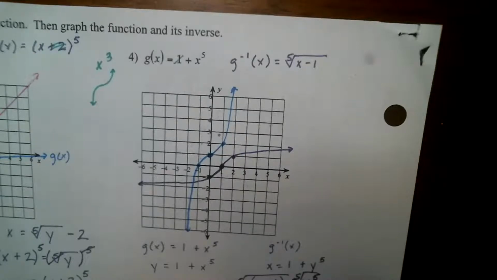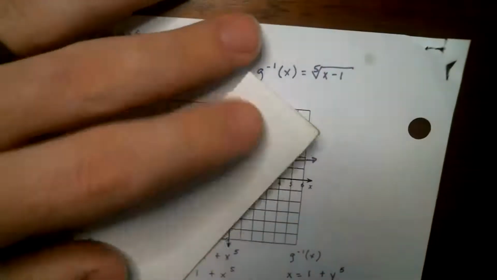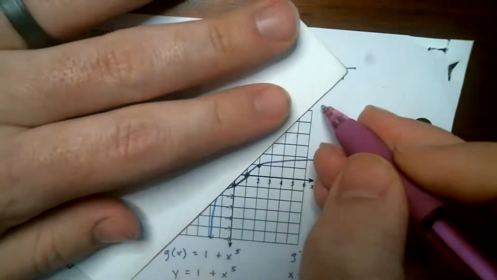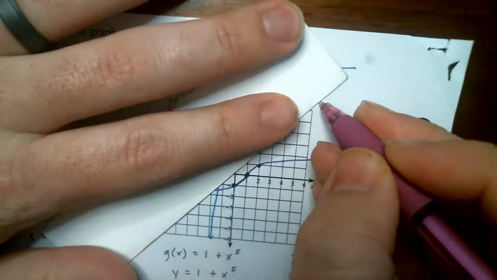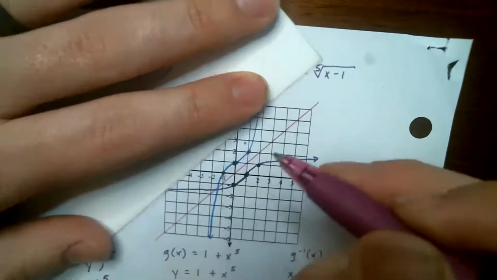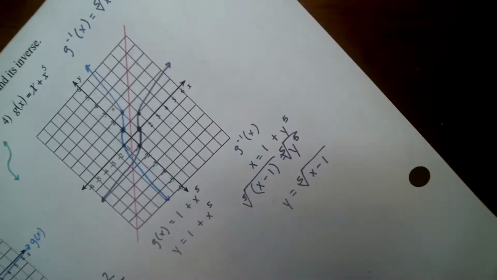Okay. So then from there, I can draw that y equals x line. And I can turn my paper sideways to make that line of reflection go vertical. And I can see that I have reflection across y equals x.